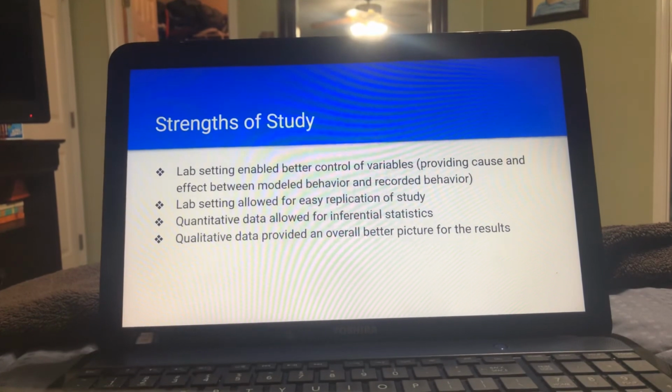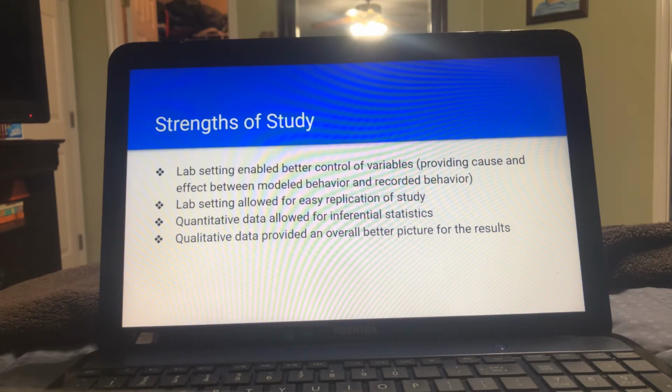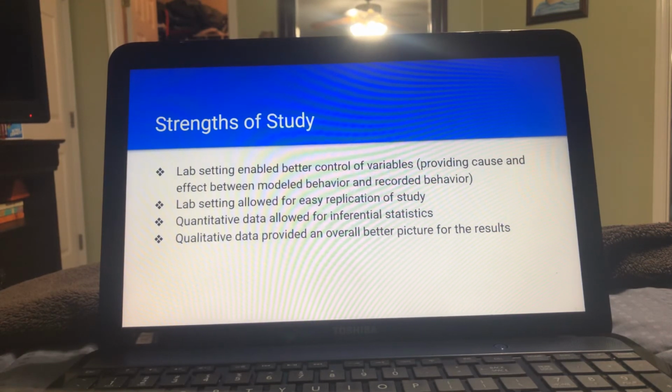Strengths of the study. The lab setting enabled better controls of the variables, and it also provided a cause and effect between modeled behavior and recorded behavior. The lab setting also allowed for easy replication of the study. Quantitative data allowed for inferential statistics, and qualitative data provided an overall better picture for the results.